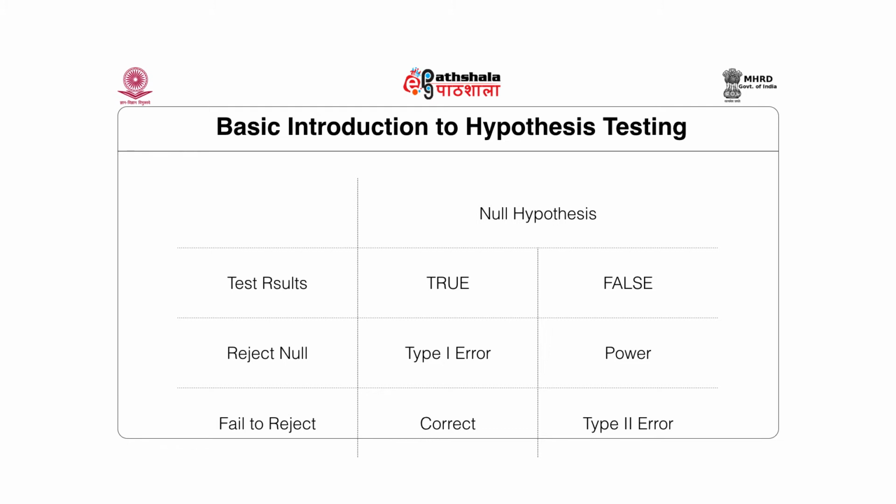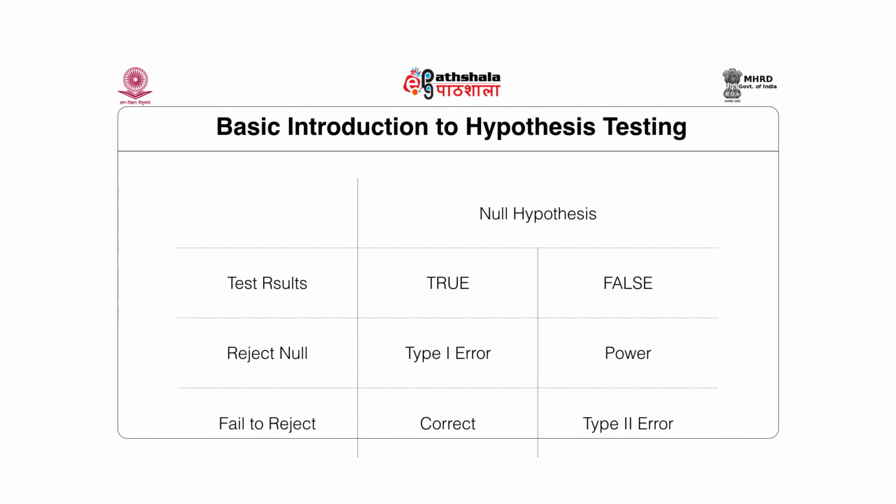What I have done here is I have put together a 2x2 table. In that 2x2 table, I have pitted the possibility or the probability that the null hypothesis is true or the null hypothesis is false in the columns, and in the rows I have put together the possibilities that I am going to reject the null hypothesis on the basis of my test results, or I will fail to reject the null hypothesis on the basis of my test results.